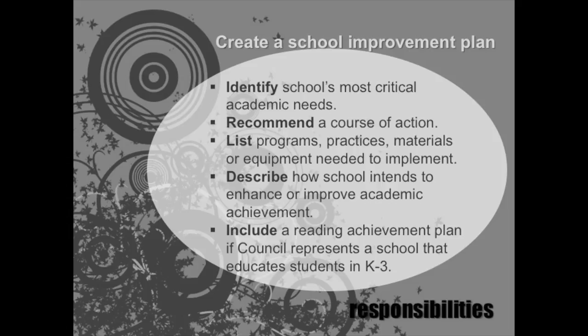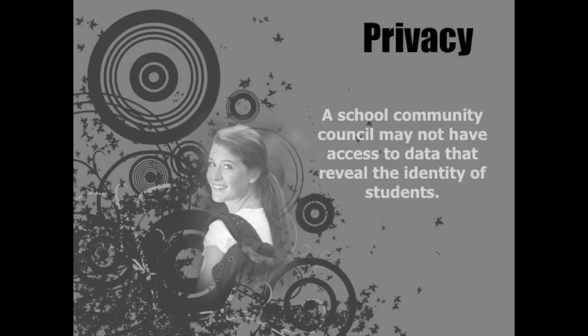Describe how the school intends to enhance or improve academic achievement, including how financial resources available to the school, such as School Land Trust program monies and state and federal grants, will be used to enhance or improve academic achievements. Include a reading achievement plan if the school community council represents a school that educates students in kindergarten, first grade, second grade, or third grade. In developing or reviewing a school improvement plan, a school community council or subcommittee or task force of a school community council may not have access to data that reveals the identity of students.